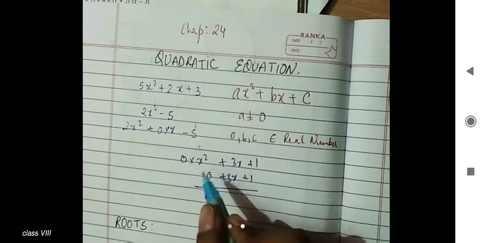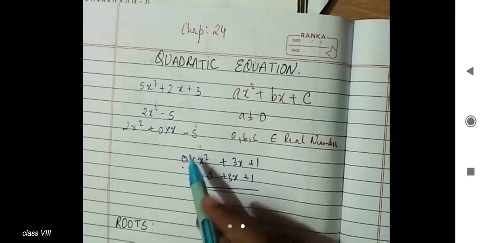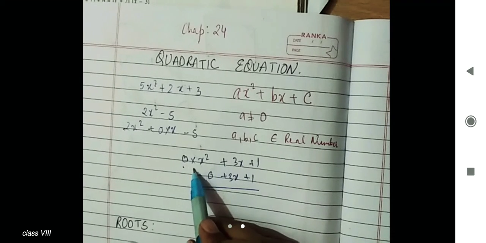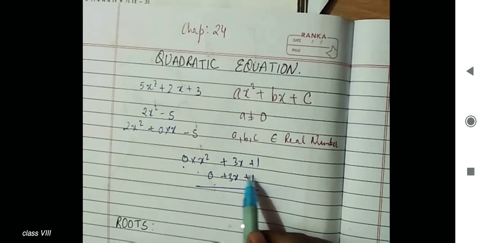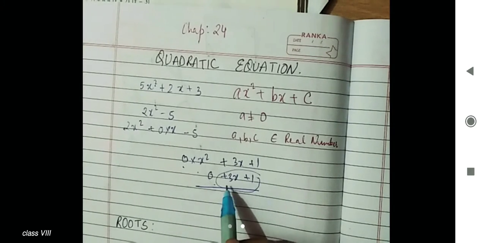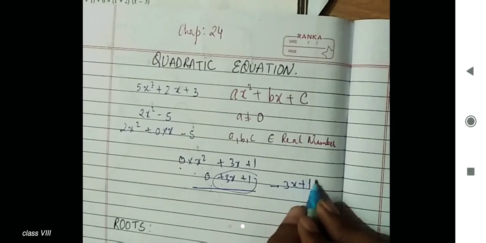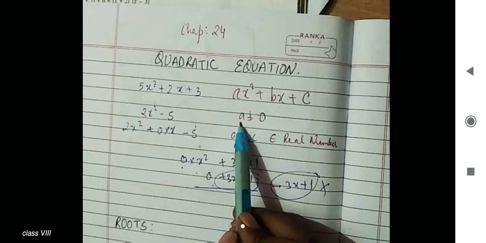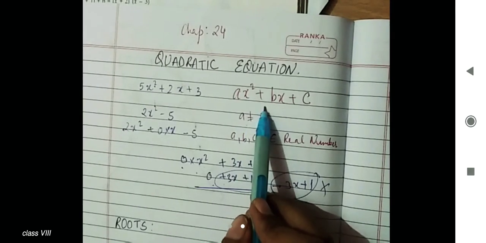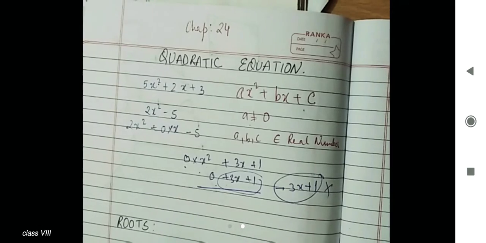What is the reason that a is not equal to 0? Because if we take a equal to 0 and put it in the equation, 0 multiplied by something will give you 0. That means now this equation is a linear equation because its highest power is 1. So the result is 3x plus 1, and this is no more a quadratic equation. That's why they chose that a should not equal 0. b can be 0, c can be 0. So this is all about the quadratic equation introduction.